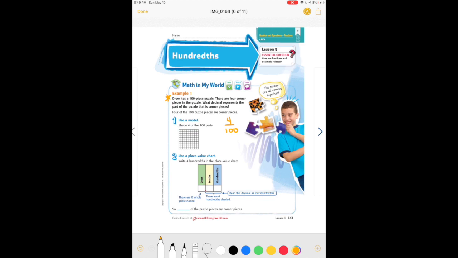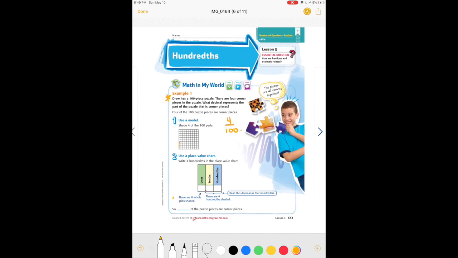My denominator tells me how many pieces there are total, which they've already divided for us. And then my numerator tells me how many pieces I color in. So let's color in 4. And we always color vertically, or up and down. Okay? 2, use a place value chart. Write 4 in the hundredths place and write 4 hundredths in the place value chart.